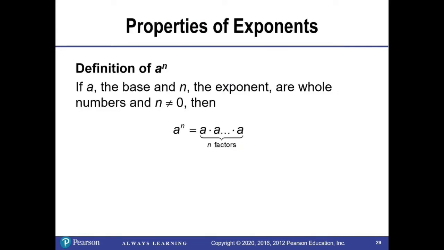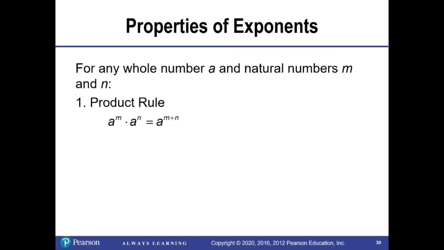Let's look at exponents. So a is called our base and n is called our exponent. The n tells me how many times I need to multiply that a. Let's talk about some of our properties of exponents. We first have our product rule. When we multiply like bases, we add the powers together.